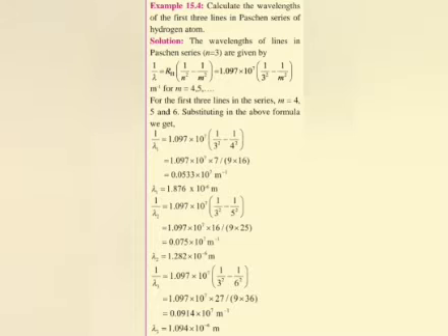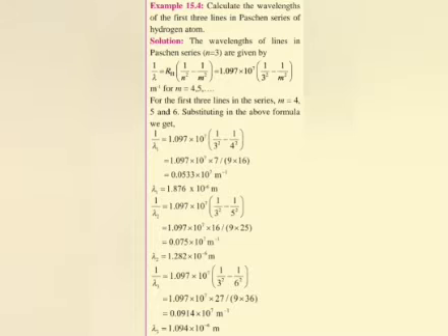Or 1 by lambda is 0.05333 into 10 raised to 7 meter inverse. So hope you understand, students. It means we are getting, inside of the Paschen series, the first wavelength of that series. Here we are getting this much value.